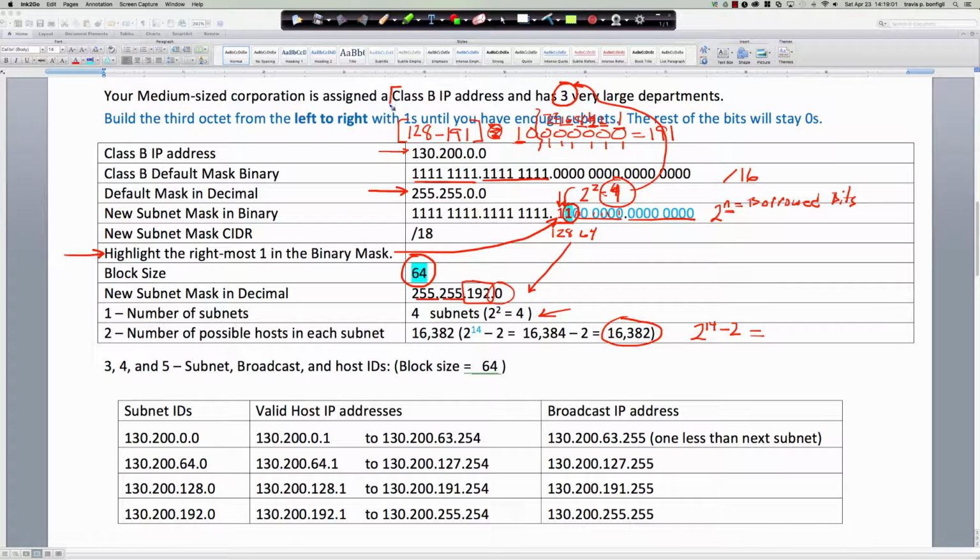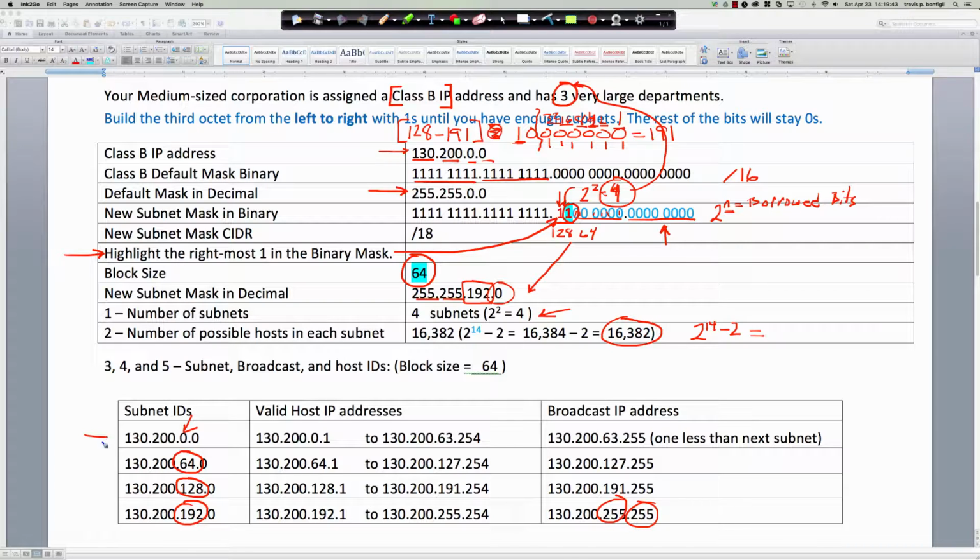Now, recall that Class B IPs, right? We're talking about /16. So that third octet is the interesting octet. When we were talking about Class C addresses, it was always the fourth octet that was the interesting octet. And by interesting, we mean we were borrowing bits out of that octet. So now we're interested in the third octet, which is the one we're going to be manipulating here. So again, if it was 130.200.0.0, we simply increase by the block size of 64 until we get to 255.